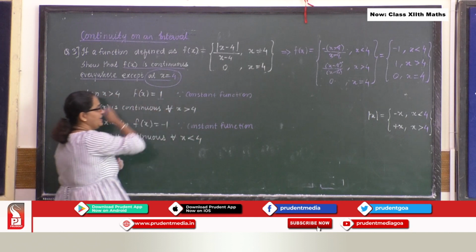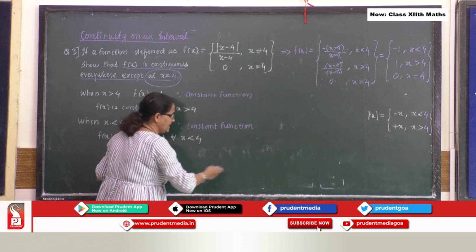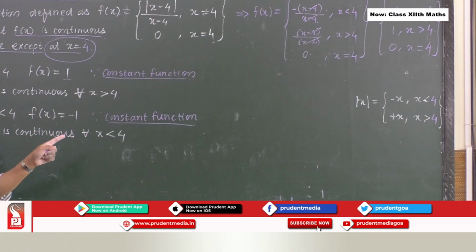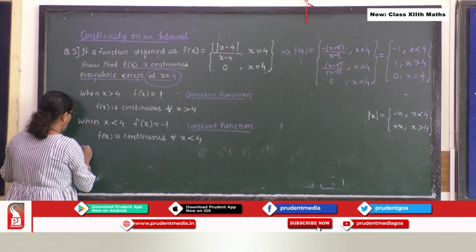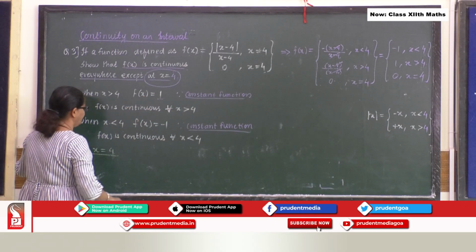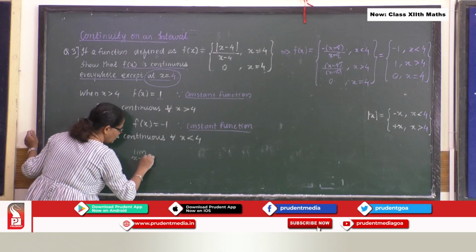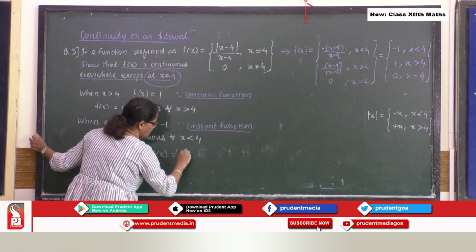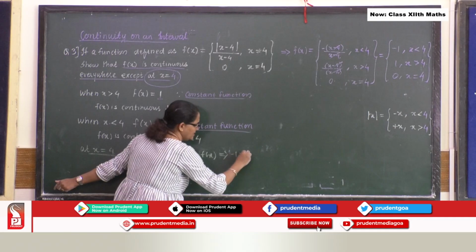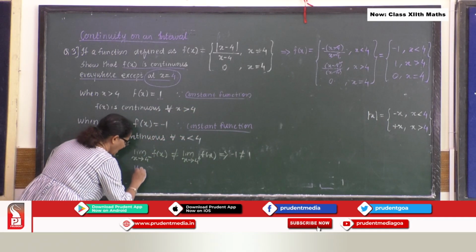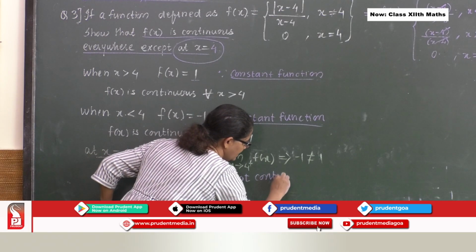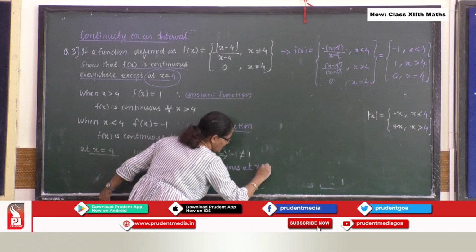So I managed to take my left hand limit, I managed to say about my right hand limit, and it is a constant function. When we talk about a constant function, it is continuous everywhere. Remember this. So we finished with this. Now at x equal to 4, it is very obvious from the function that limit x tends to 4 minus f of x is not equal to limit x tends to 4 plus f of x, which implies minus 1 is not equal to 1. So hence f of x is not continuous at x equal to 4.